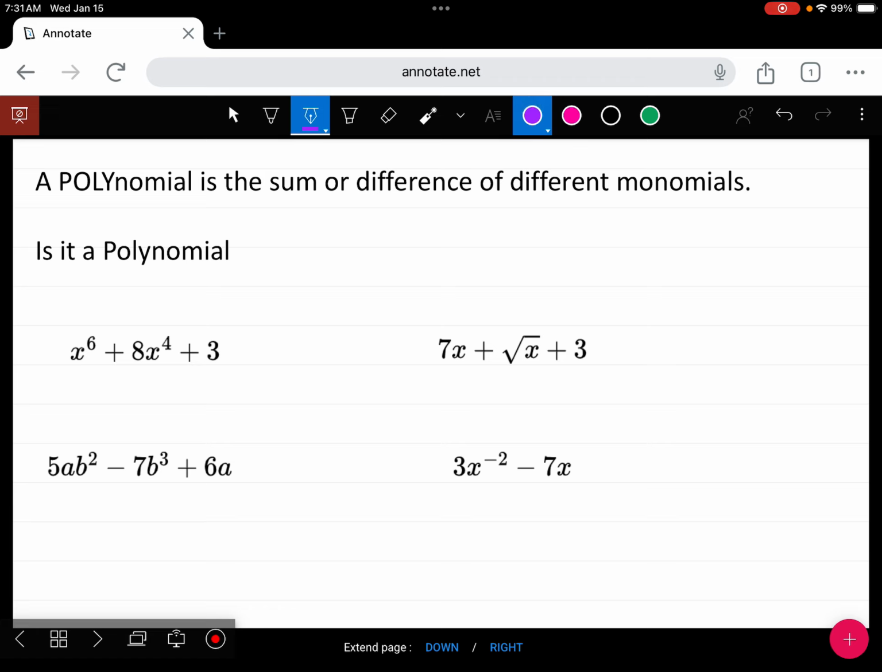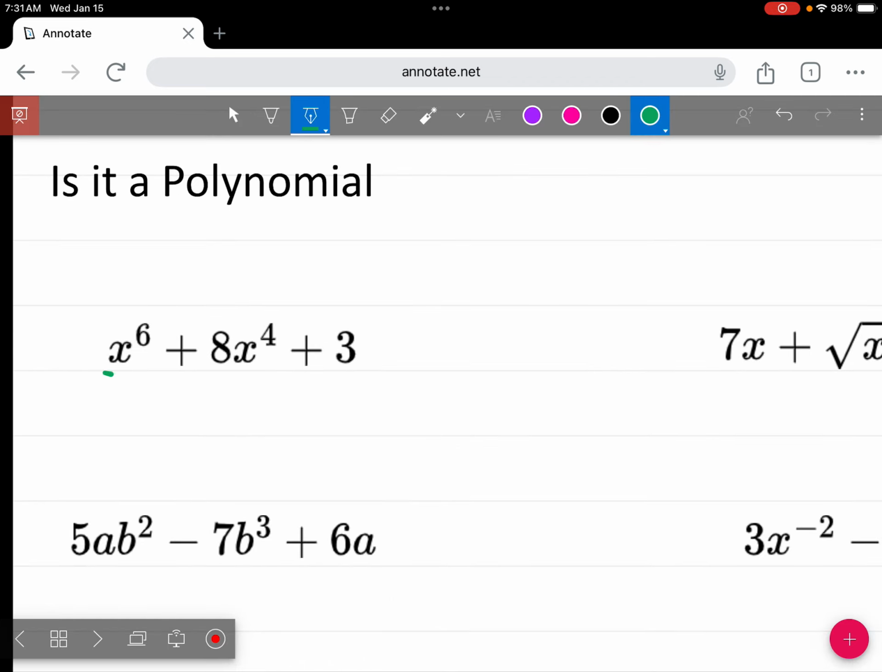All right. So a polynomial is the sum or difference, so we can add or subtract monomials together. So each of the things being added or subtracted together has to be a monomial for it to be a polynomial. So what we're going to do is we're going to say basically, is this a monomial? Is this a monomial? Is this a monomial? So that we can see, is this whole thing a polynomial? So is x to the 6th a monomial? Yeah. How about 8x to the 4th? Totally cool. How about 3? Yeah. So this one is a polynomial.